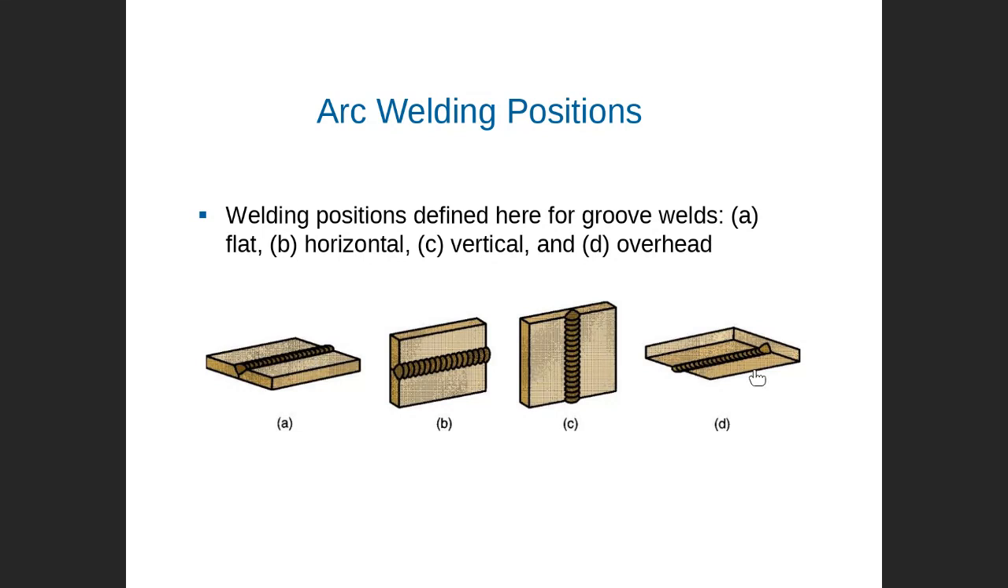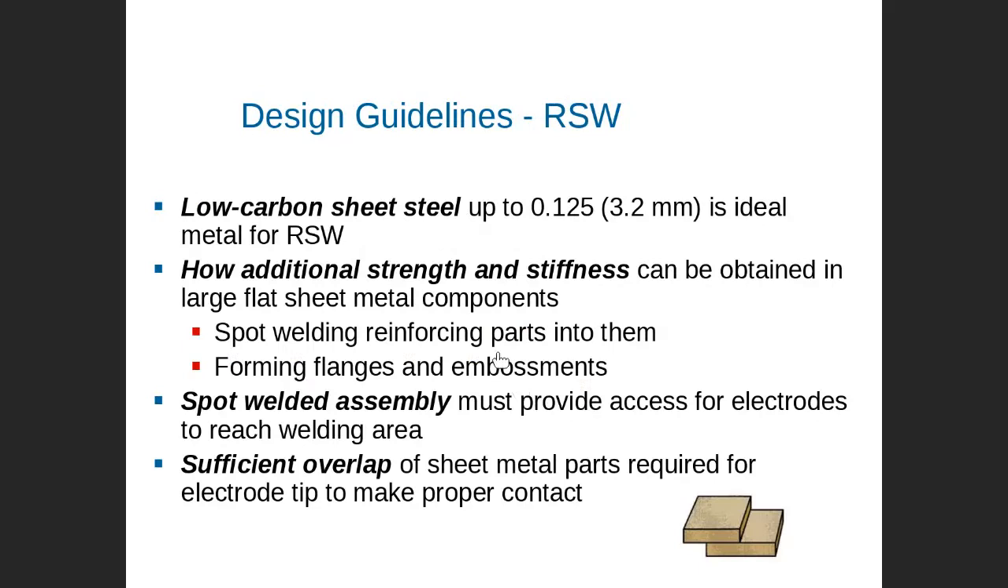This one is more difficult, as you can see. So if you can avoid this and just make it a flat weld, it will be better: easy, fast, and with fewer defects compared with the other types of weld. It's a recommendation in welding. For low carbon steel sheet, around 3.2 millimeter, resistance spot welding is probably the best choice based on the recommendation.